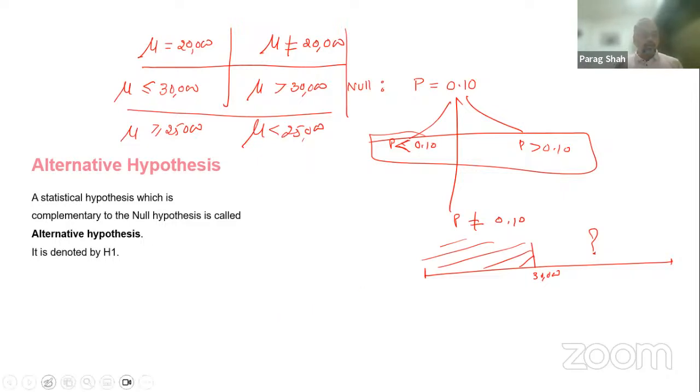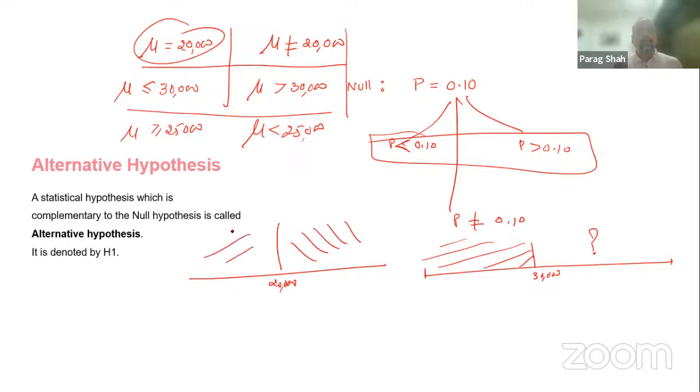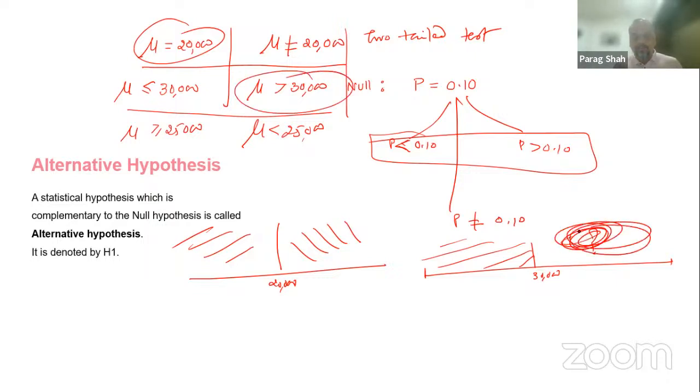You can see if I make it equal to 20,000, then what happens? I'm saying it is 20,000. In how many ways can you contradict my statement? You can say it can be greater than also, it can be less than also. So you can go on both sides. As you can go on both sides, that is not equal to, and this is called a two-tailed test. Because not equal to means what? It can be greater than also, it can be less than also. So it is called two-tailed. What about this case, greater than 30,000? I can move only in one direction, only over here. So that is called one tail. Same way, less than means I test one tail.